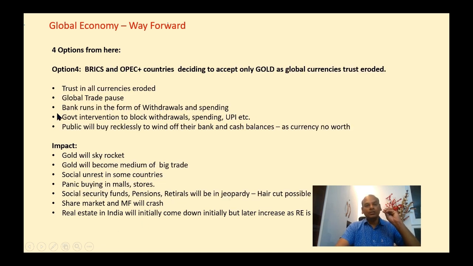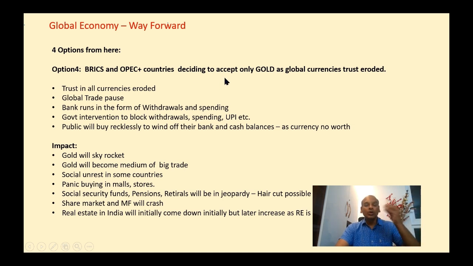So the fourth option is the BRICS nations. Now those three options are US-made decisions, right? This fourth option is the rest of the world making the decision, especially the BRICS and the OPEC countries. They might decide, even in the next summit which is happening this month, that, hey guys, I will only accept gold for trade. I will not accept any other currencies.